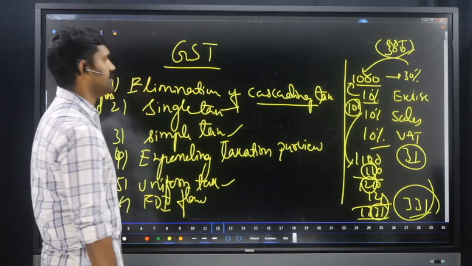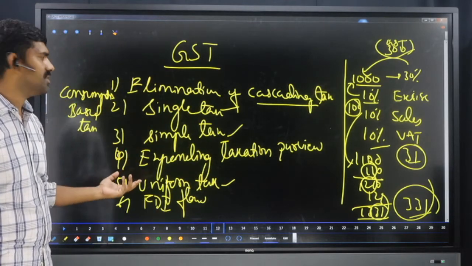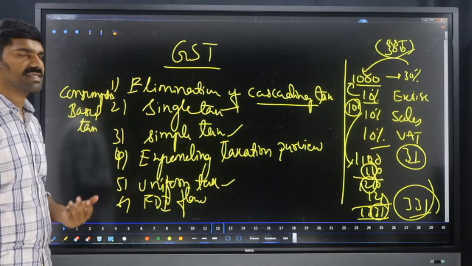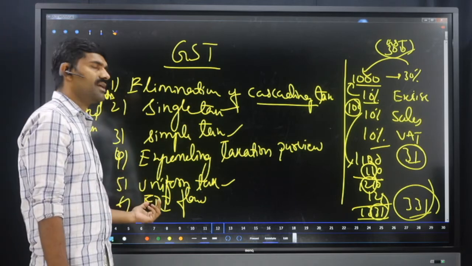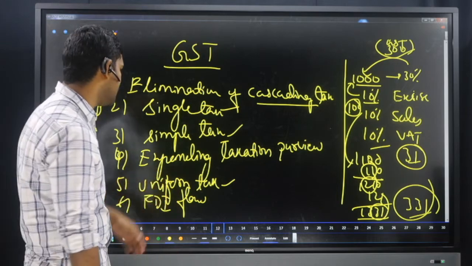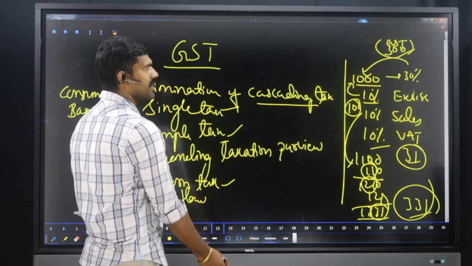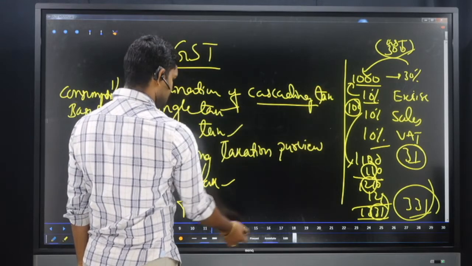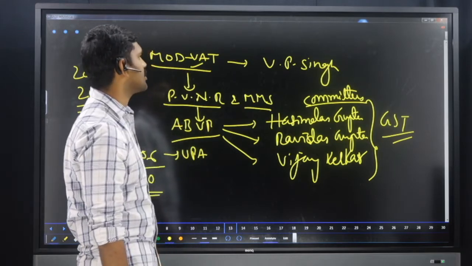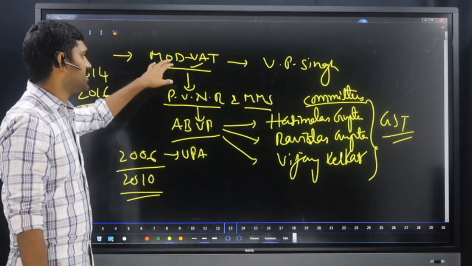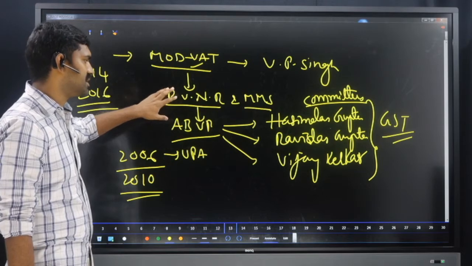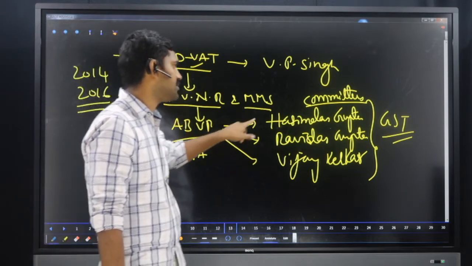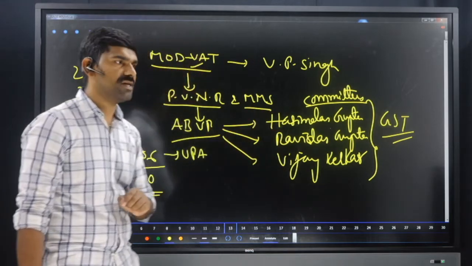Next one, GST. We discussed the different purposes of GST: eliminating the cascading effect, a single tax, a simple tax, expanding the taxation purview, a uniform tax, removing the loss of revenue, and FDI flow. Then we discussed the topic of cascading tax. Then we went on to the history of GST, Modvat. How did Modvat convert into state VAT, and then into GST, because of Atal Bihari Vajpayee and the different committees set up for GST.